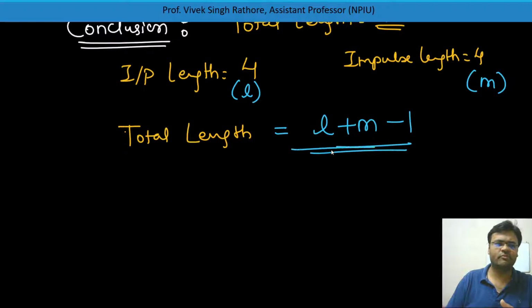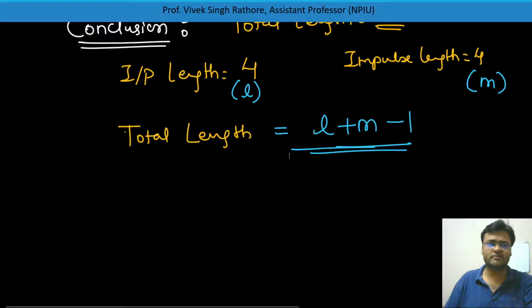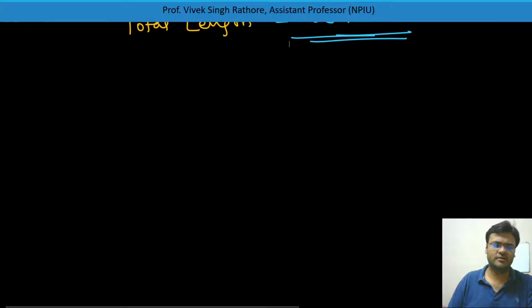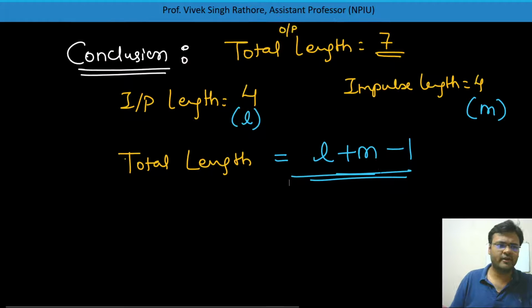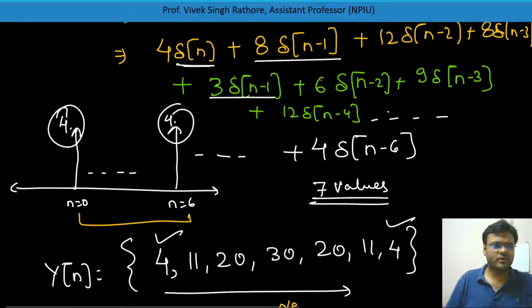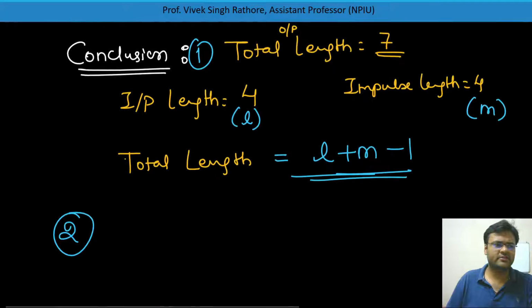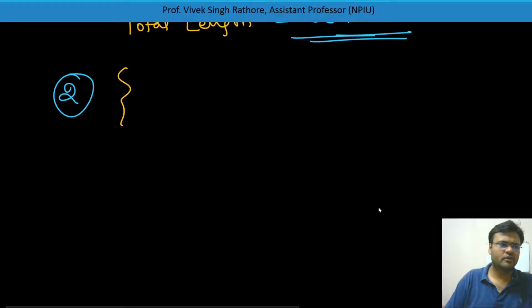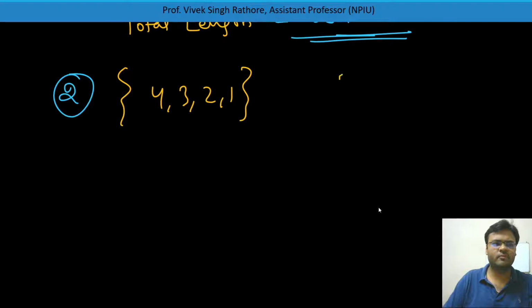Always remember this formula: L plus M minus 1. So here also, 4 plus 4 is 8, minus 1, 7 is the answer. Now the second conclusion. The first conclusion is this; the second conclusion is, you can see the input was 4 3 2 1, and your impulse response was 1 2 3 and 4.